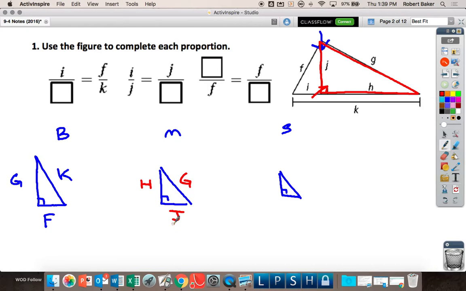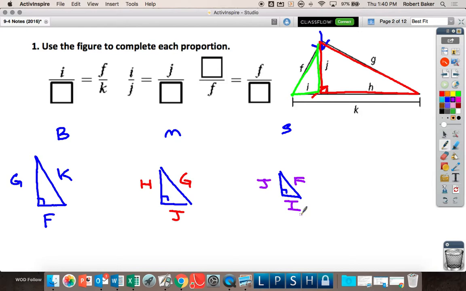Now we're going to go to the little baby triangle. The little baby triangle is over here. What is the hypotenuse of the baby triangle? F. The long leg of the baby triangle, and the short leg of the baby triangle. There it is, guys. There's the answer key right there at the bottom of your paper.